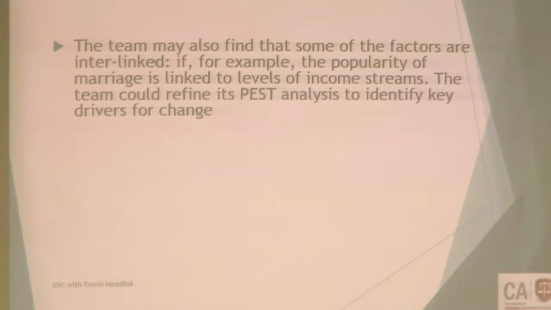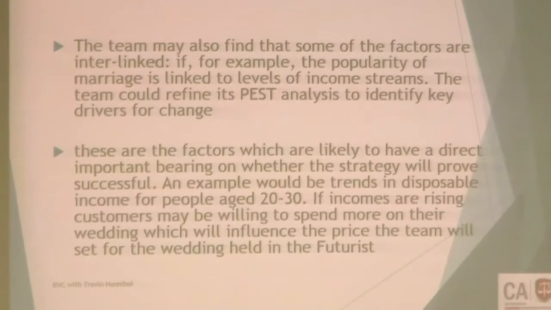The team could refine its PEST analysis to identify key drivers for change. These are the factors which are likely to have a direct important bearing on whether the strategy will prove successful. As an example, there would be the trend of disposable income of people aged 20 to 30. If incomes are rising, customers may be willing to spend more on their wedding, which will influence the price the team will set for the wedding.